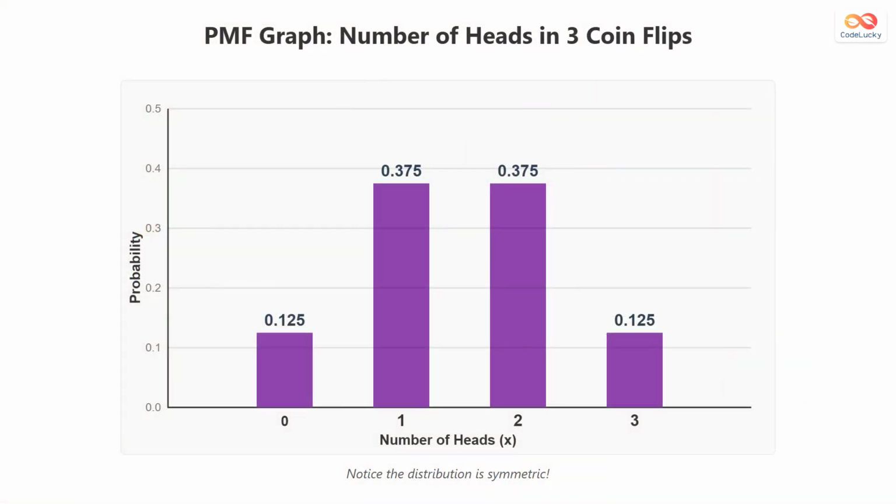When we graph the probabilities for the coin tosses, we see a different shape. The middle values, 1 and 2 heads, have the highest bars because they are the most likely outcomes. The extremes, 0 and 3 heads, are less likely. This symmetry is characteristic of what is known as the binomial distribution.